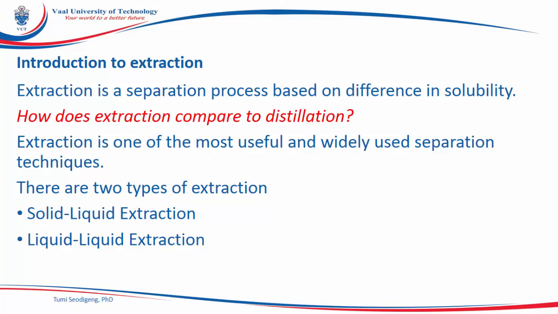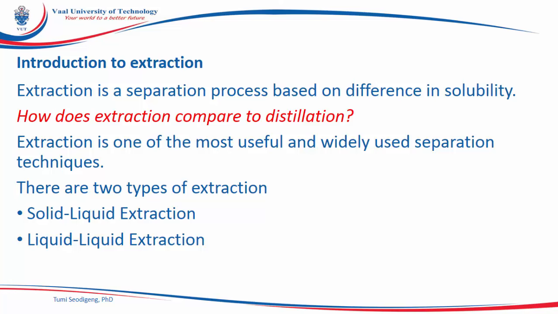Extraction is a separation process based on difference in solubility. How does this compare with distillation? Remember, distillation is a separation process based on difference in boiling point. Extraction is one of the most useful and widely used separation process techniques in chemical engineering and process operations in general. In particular, we mention metallurgy, where minerals are extracted from the ore.